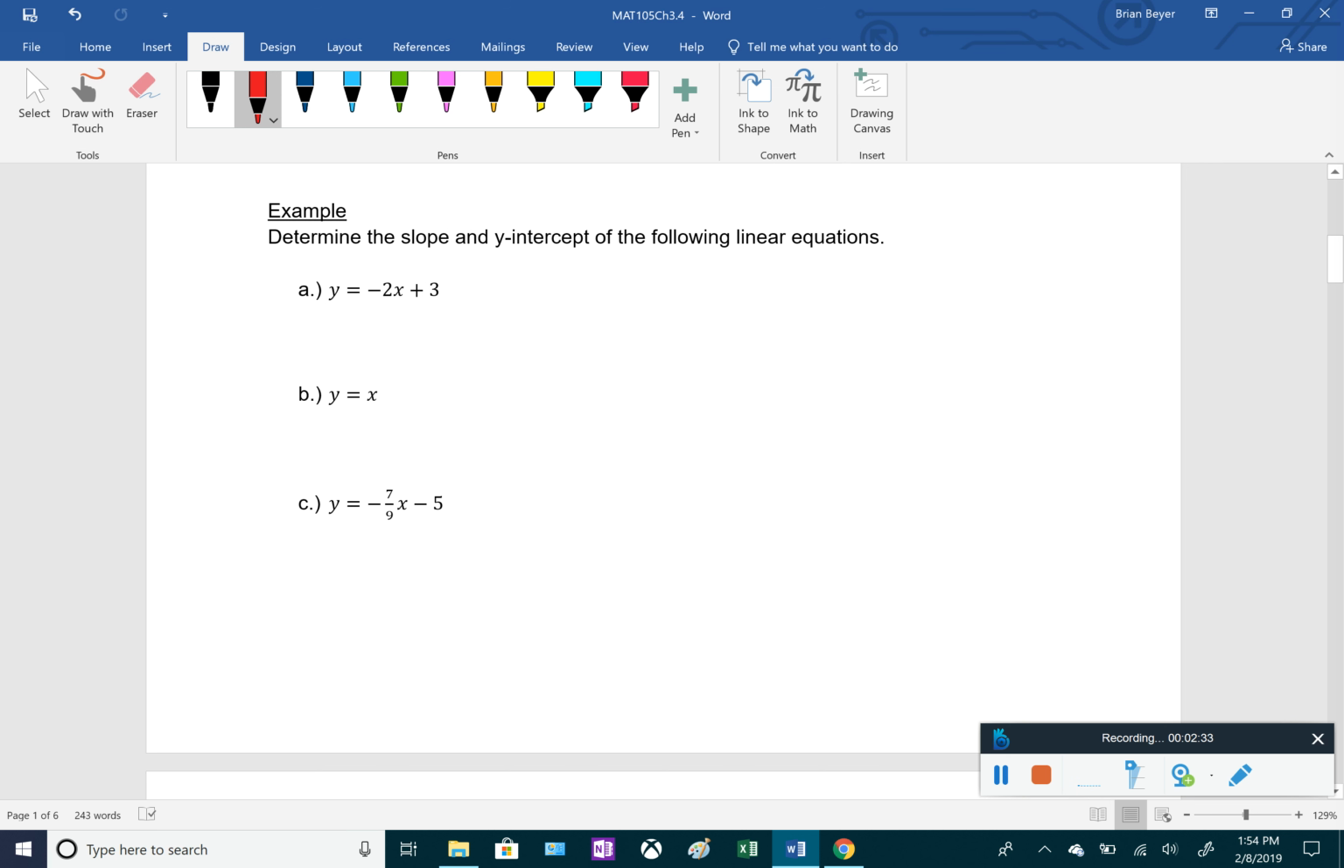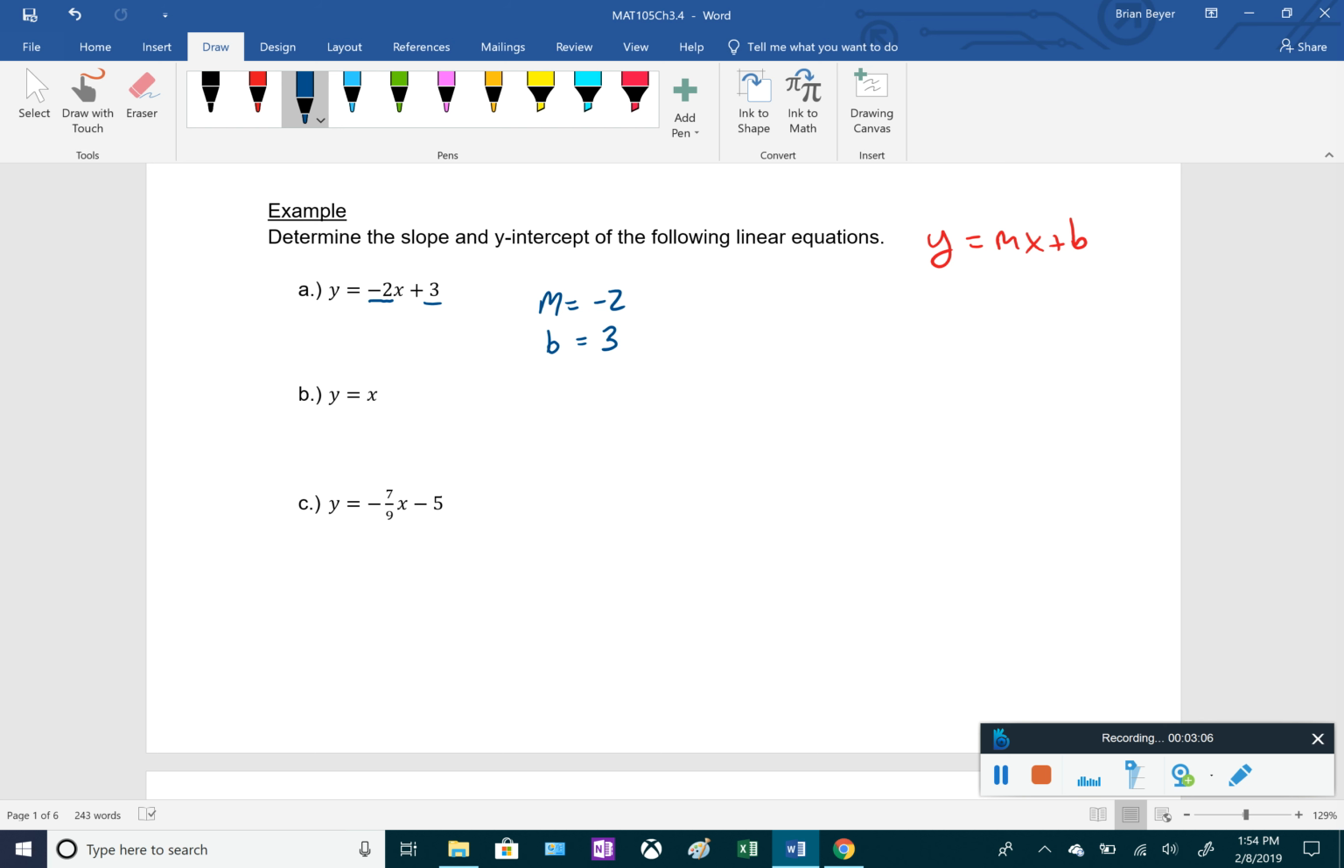So let's identify them given some linear equations. Determine the slope and y-intercept. The first one, we have y equals negative 2x plus 3. So the slope-intercept form, y equals mx plus b. The slope is multiplying on the x. The y-intercept is plus or minus afterwards. So the slope is negative 2, and the y-intercept is 3.